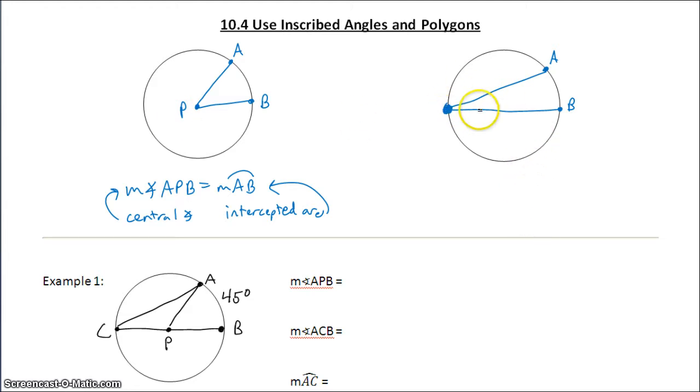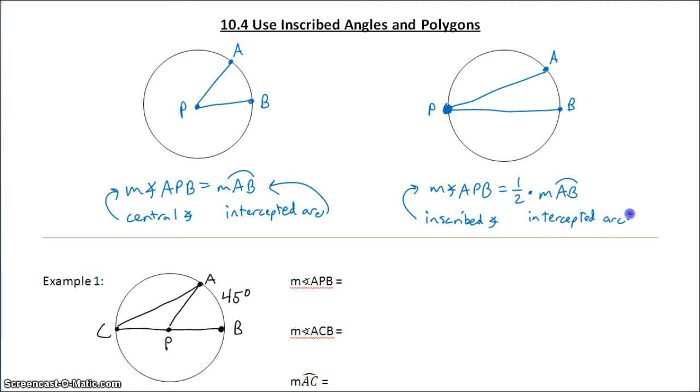Now if you look, this angle has gotten smaller. So if I need to find the measure of angle APB, I'm still going to use this intercepted arc, but I need this angle to be smaller. When I move that vertex onto the circle, that angle gets smaller, and it turns out it gets smaller by exactly 1/2. So the measure of an inscribed angle, where the vertex is on the circle, is equal to 1/2 the measure of the intercepted arc. Let's look at some examples.